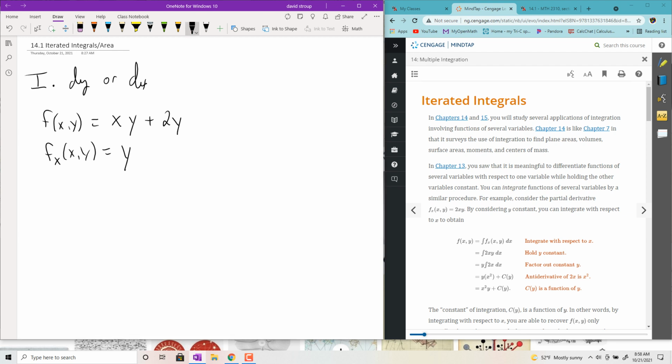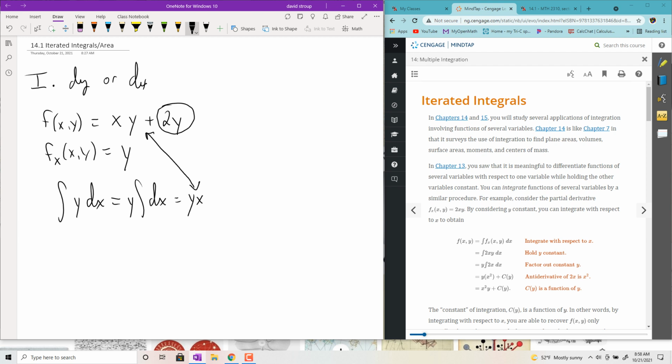Then you can actually integrate with respect to x. So the integral of y with respect to x, you basically can treat y as a constant. You could even take it out of the integral altogether, and then it's just the integral of 1 dx, which of course is x. So you'd have yx. But if you compare this recovery with the actual function, you'll note that there was this term that was completely annihilated.